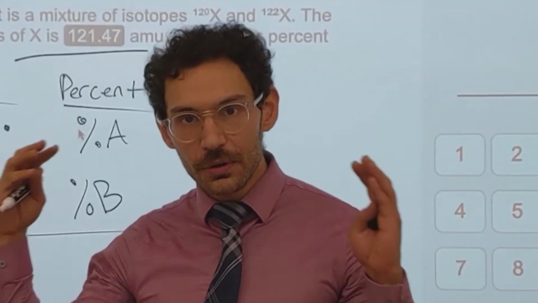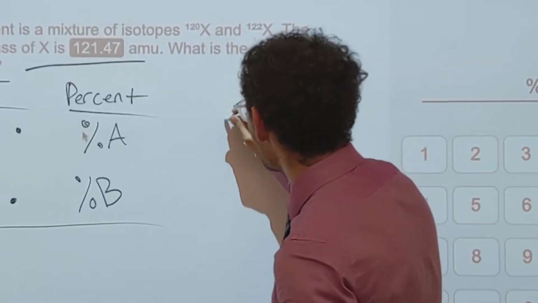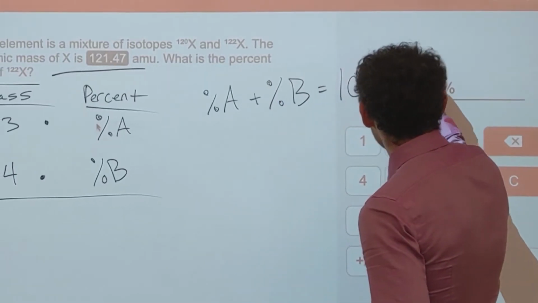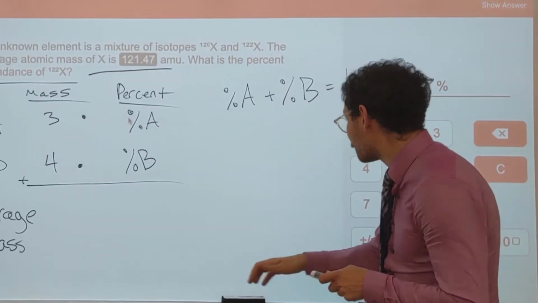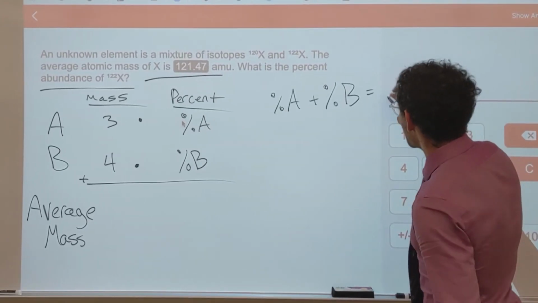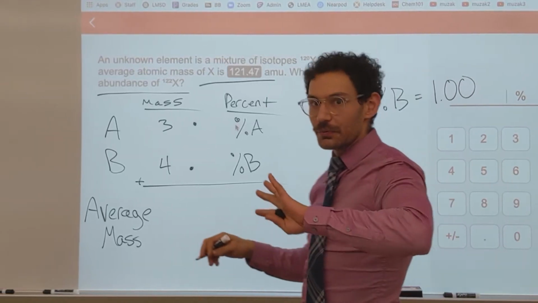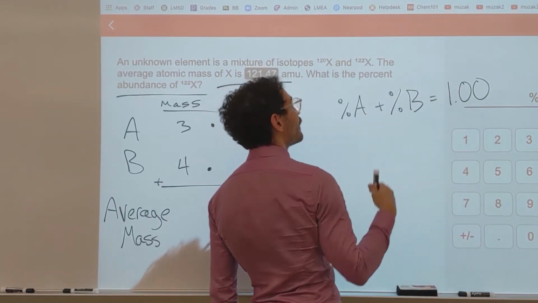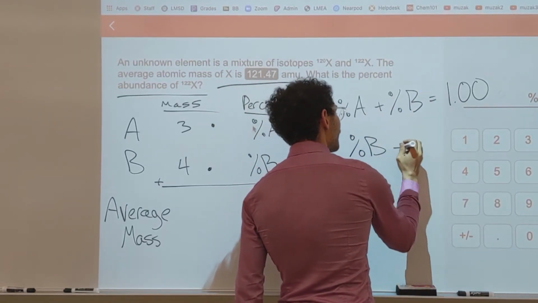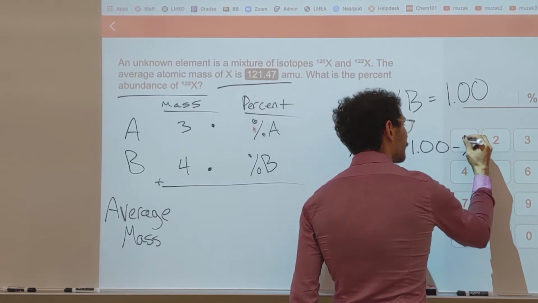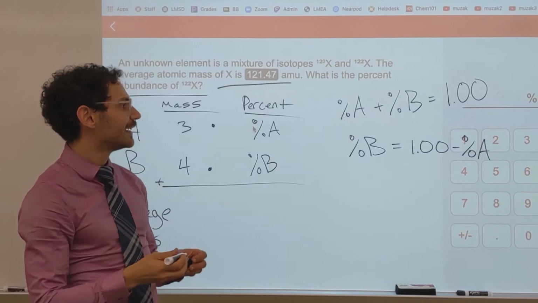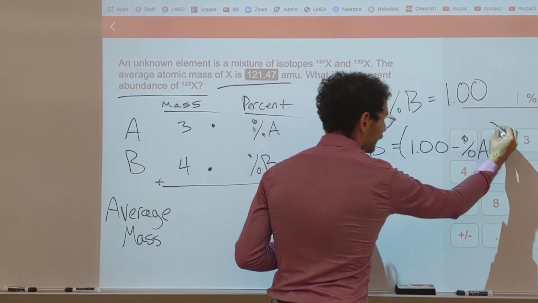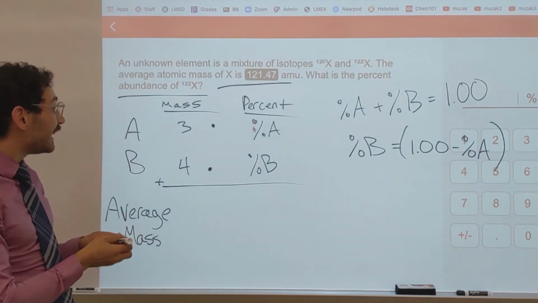But you know what we do know? We know that the total percent is 100. My percent of A plus my percent of B is going to equal 100%, or, better for this problem, in decimal form, 1.00. Now I can be a little crafty and subtract percent A from both sides. Percent B is equal to 1.00 minus the percent of A. Ooh, that's some neat stuff. Now I can substitute this in anytime I say percent B.